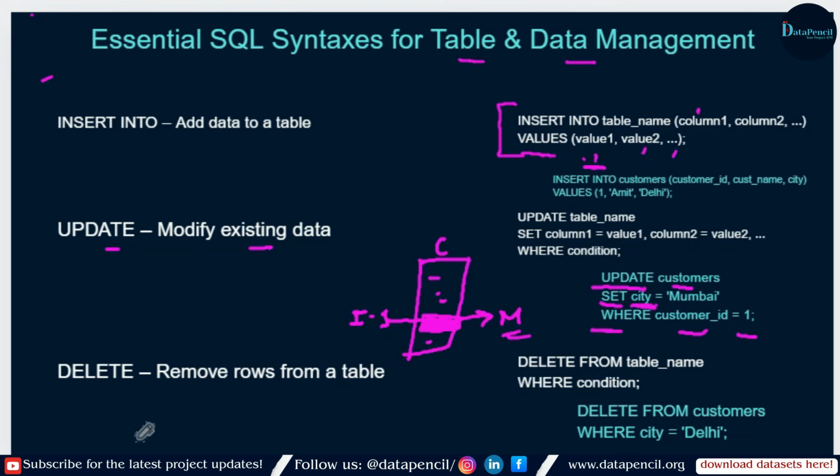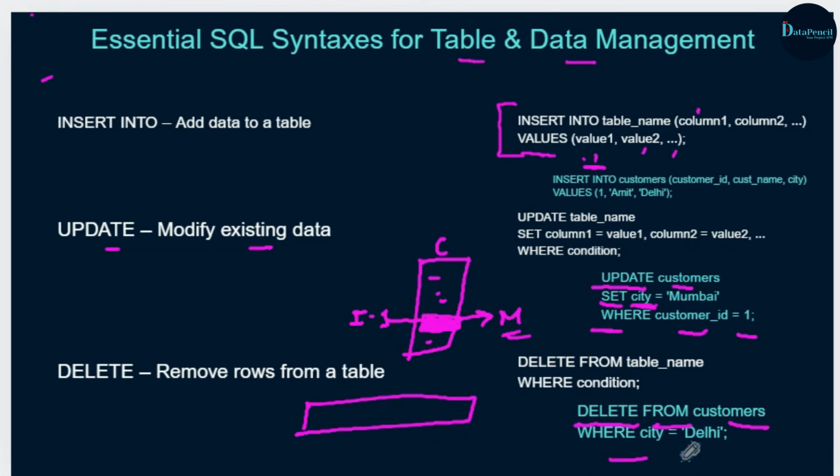Now suppose you want to delete a particular row, you want to remove it. For that, you simply write DELETE FROM, then the name of the table, and then which row you want to delete: WHERE city is Delhi. Where city is Delhi, the whole row will get deleted.